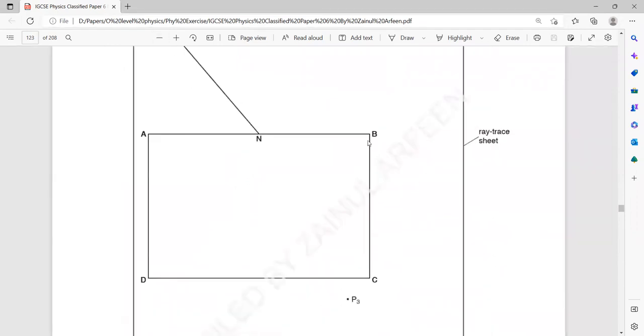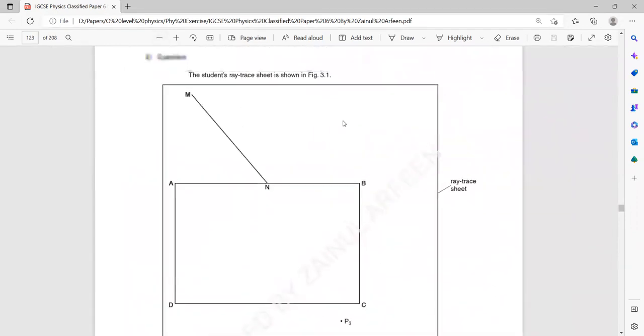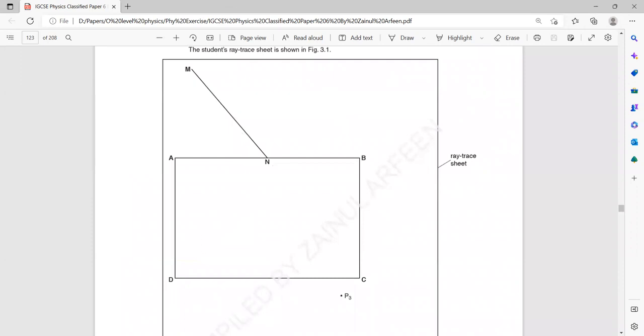What is the instruction? You have to draw a normal at point N. Normal is always perpendicular, or 90 degrees, to the surface. So we have to draw a normal at point N. We should start the normal above AB and extend it until it crosses CD, and the position where it crosses CD we call L. And then we have to measure the angle, this angle theta, according to the question.